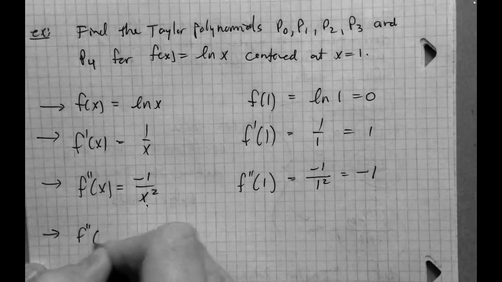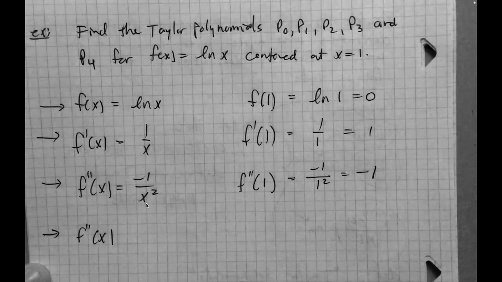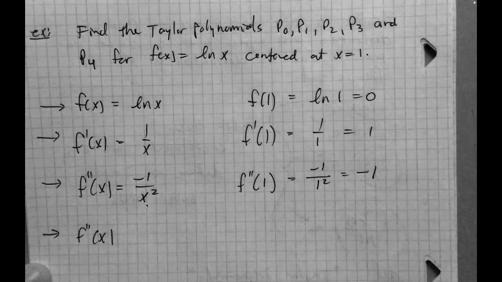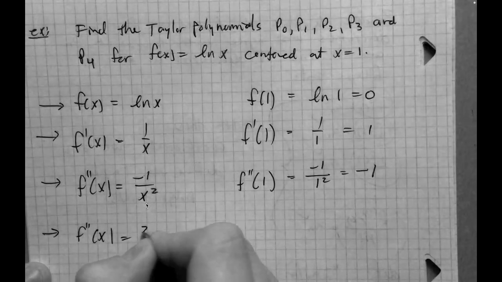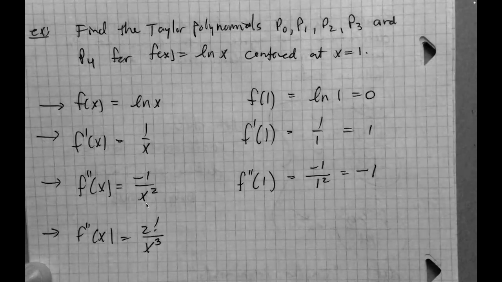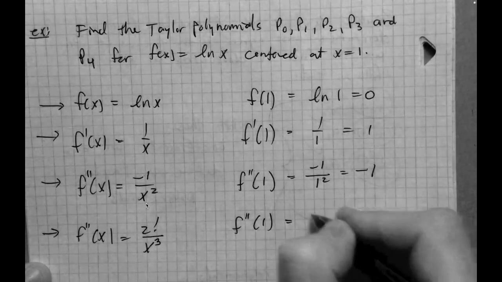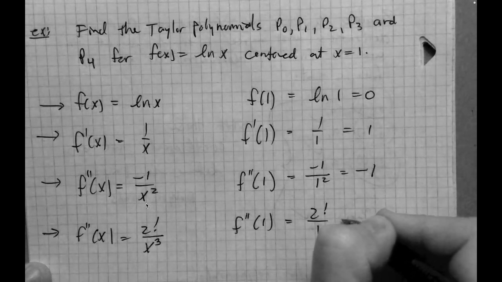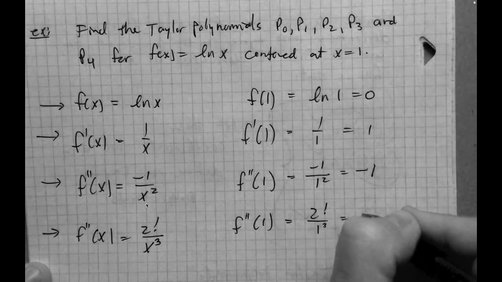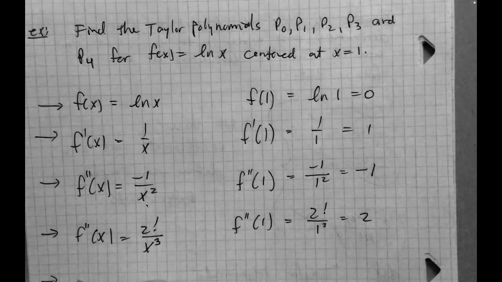The third derivative, again, doing the same operation here. And what you end up with is 2 over x cubed, but we're going to write it like this, 2 factorial over x cubed. Okay, and then when we evaluate that at 1, we get 2 factorial over 1 cubed, which is 2. And so you can see what's happening here.